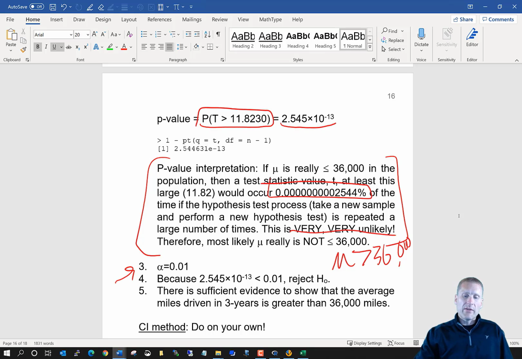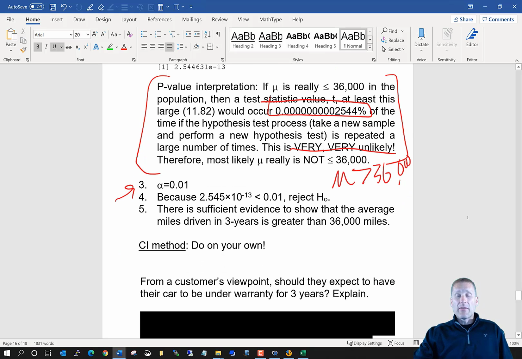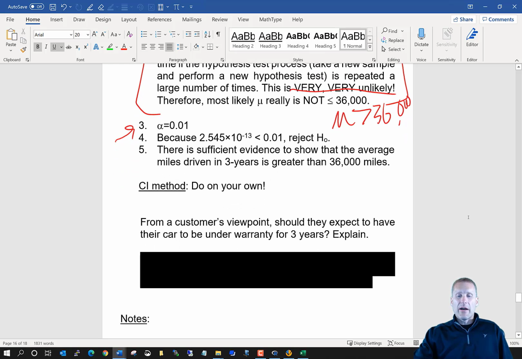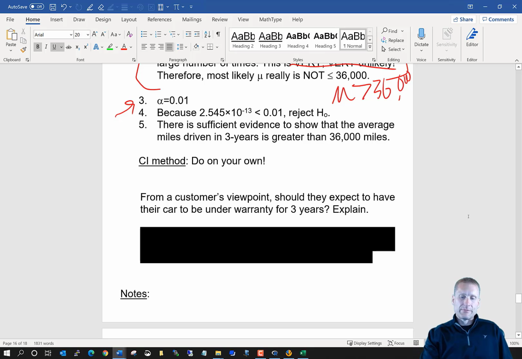So step 3, we state our alpha level. Step 4, p-value less than alpha, therefore reject H0. And then step 5, well, there is sufficient evidence to show that the average miles driven in 3 years is greater than 36,000 miles. Confidence interval method, please make sure you do that on your own to verify that indeed you can do it.